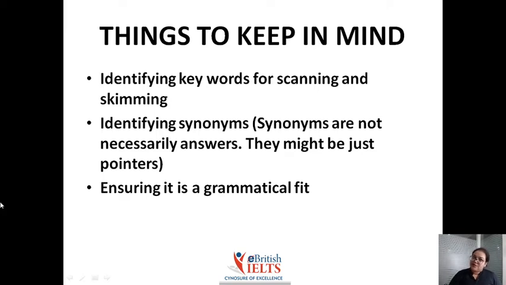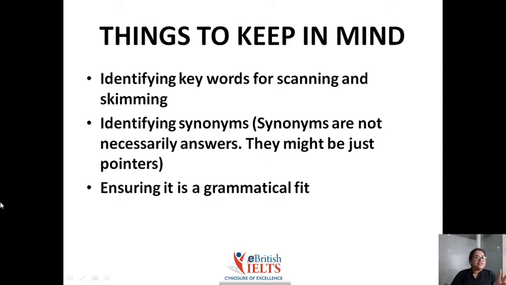And another thing you will keep in mind while working with synonyms is that synonyms are not necessarily the answers. They will try to trick you into thinking that, oh, I found the synonym, this is going to be the answer. No, they are just going to be pointers. They are going to be guiding lights towards helping you find the particular word which is going to be an answer. At times synonyms can be an answer, I am not going to refute that, but most of the time synonyms are simply pointers, not the final answer.